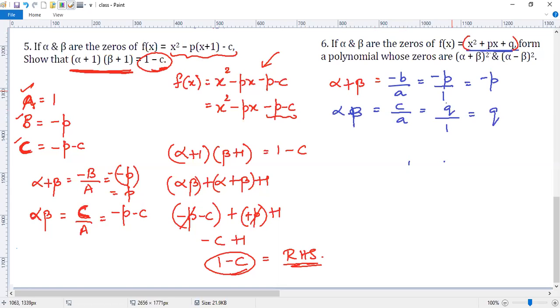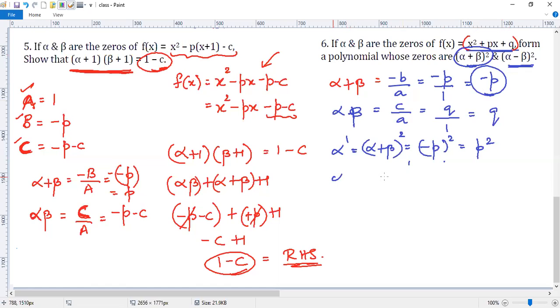Right? So what the question asks is, form a polynomial whose zeros are alpha plus beta whole squared. So what is given as alpha dash? Alpha plus beta whole square is given. What do we know? Alpha plus beta is equal to what? We know it is minus p. So if you do minus p whole squared, you will get p squared. Just keep this on hold. Next, what is there? Alpha minus beta. So beta dash is given as alpha minus beta whole squared.